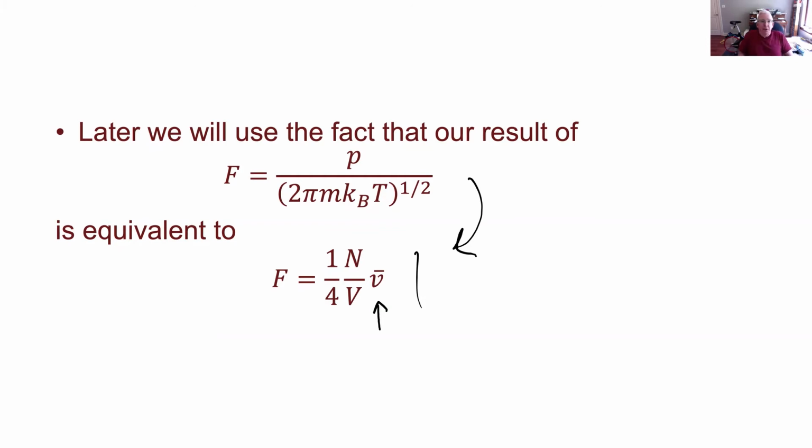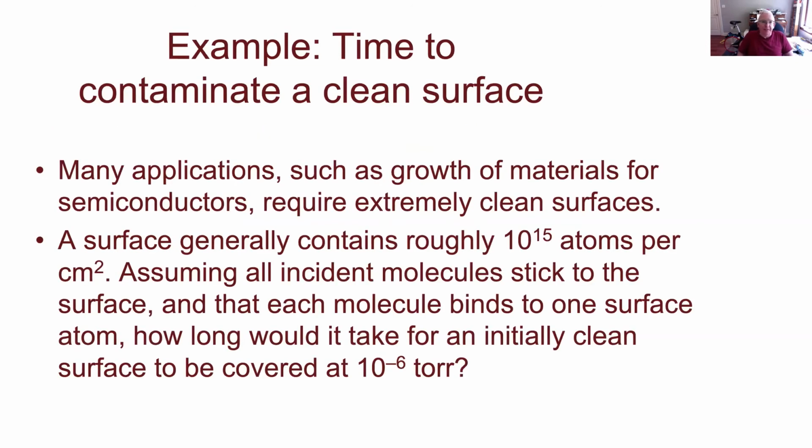All right, to finish out this video, we're going to do an example in which I'm going to calculate an estimate for the time that it might take to contaminate a clean surface. It turns out there's a lot of applications that require really clean surfaces. A great example of that is all sorts of things that get done in the semiconductor business, where they grow really pure surfaces and then deposit on them small trace amounts of various substances, things like that.